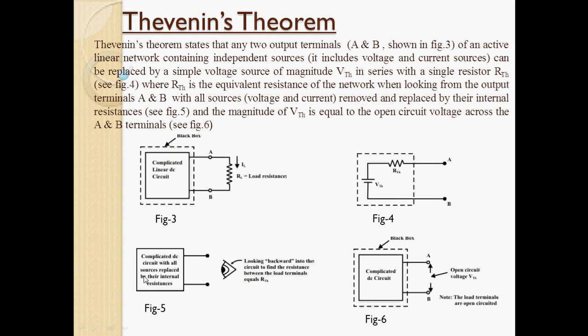This is our circuit. Within this box is our linear active bilateral circuit. We replace all the sources by their internal resistance, remove the load, look from the load side, and calculate the resistance. That will be RTH. And what is VTH? Just open the load, with the voltage source and current source in place, and measure the voltage. That will be VTH. So this is our Thevenin's theorem.